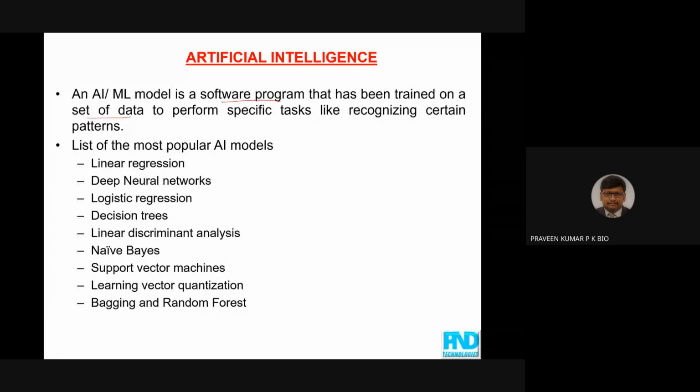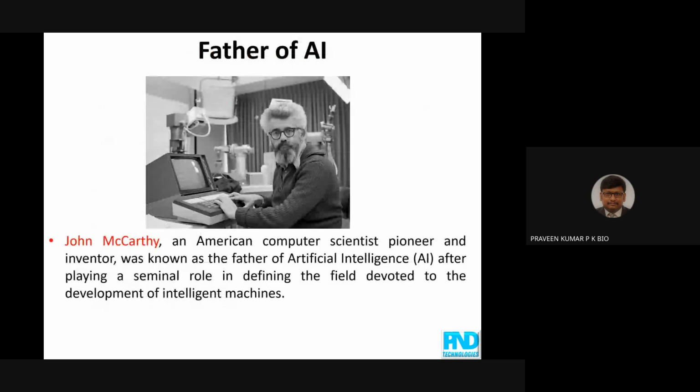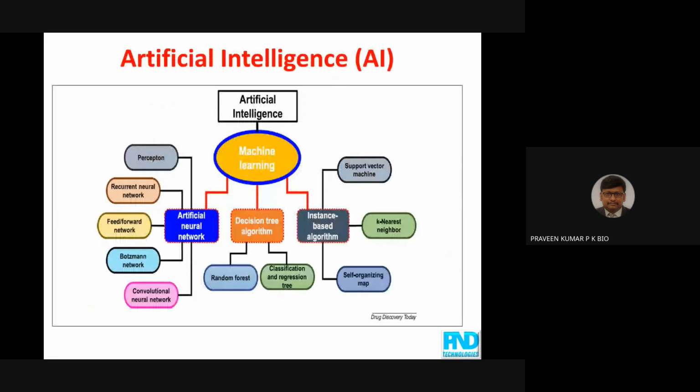Okay, so not only can we take digital data, we can also take analog data for analyzing patterns. If you see this list of the most popular AI models, whatever machine learning techniques we see, of course we can use them for developing AI models. The father of AI is different from the father of machine learning. The father of AI is John McCarthy. He's an American computer scientist and pioneer, and he played a major role in defining the field and the development of intelligent machines. Okay, so this is about his alma mater, and related to AI.